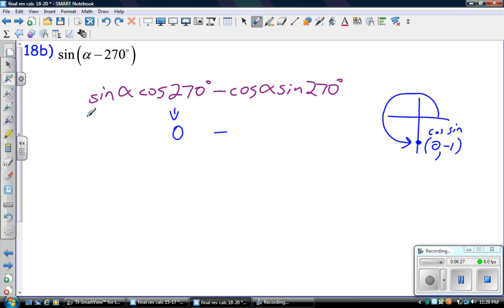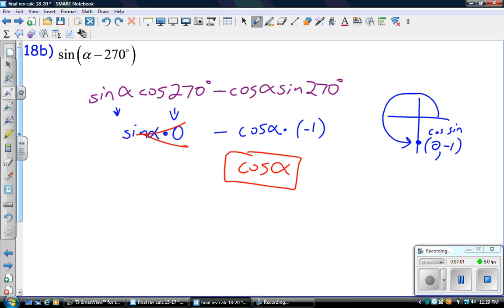So the minus, I'll just drop everything down. There's my sine alpha. Sine alpha times 0 minus cosine alpha times the sine of 270. The sine of 270 is -1. So sine times 0 is gone. Negative cosine times -1 is positive cosine alpha. So there's my simplified form.